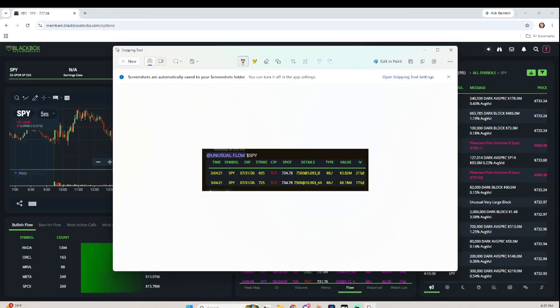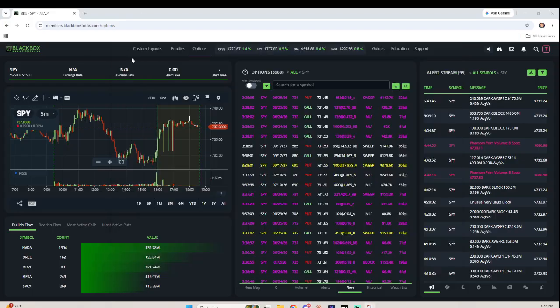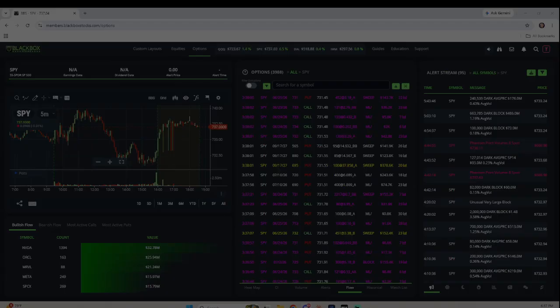I have unusual whales up, but I'm still doing black box here. All right, now let me find a credit spread here. All right, and while I look for that, we'll talk about this here.